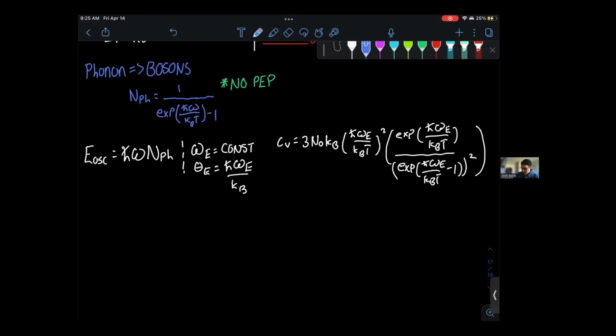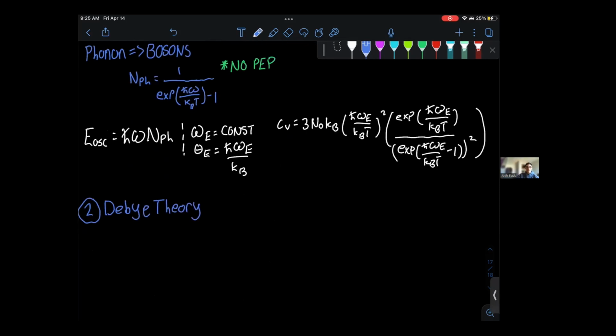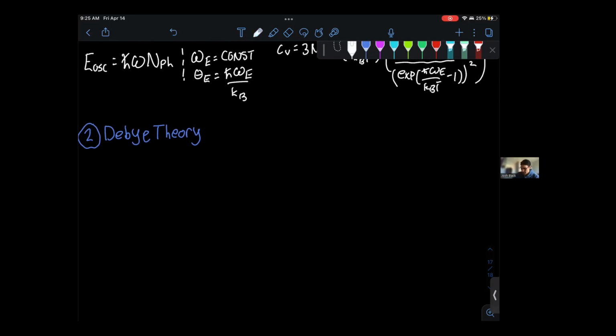Then this person named Debye came in. And his theory is a little bit more accurate. So he quantized the phonon in a slightly different way. This is how he quantized the phonon. Not so much different, just adding a constant.